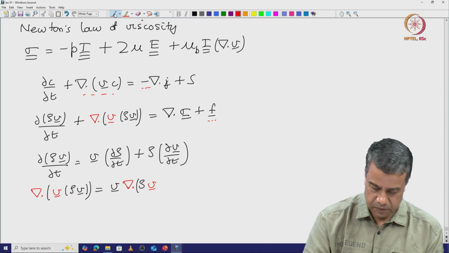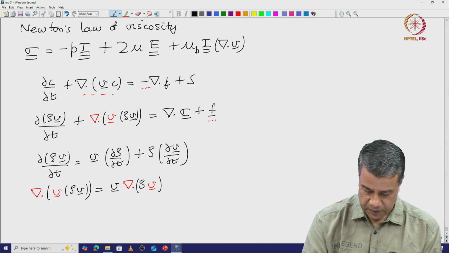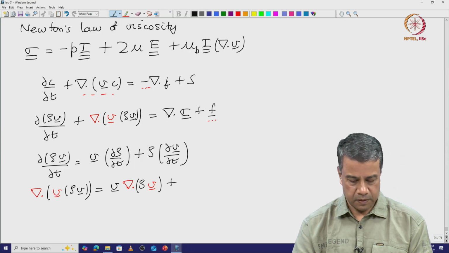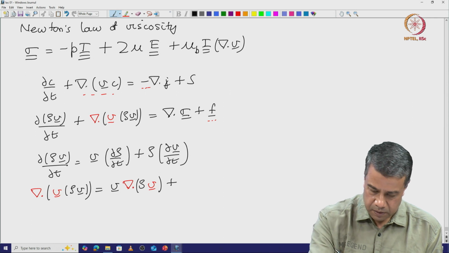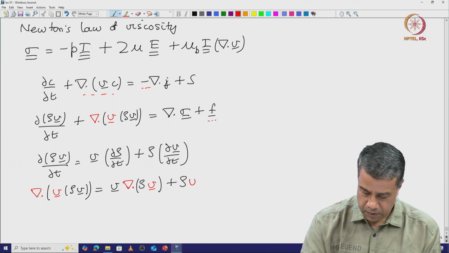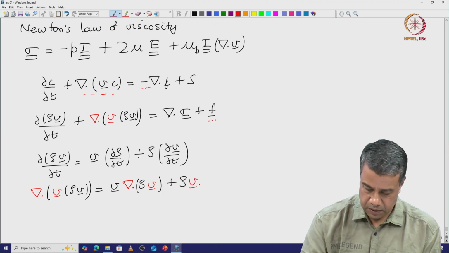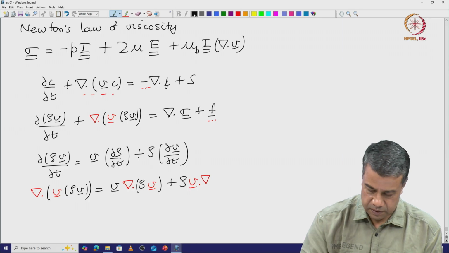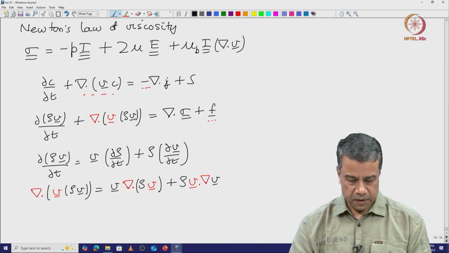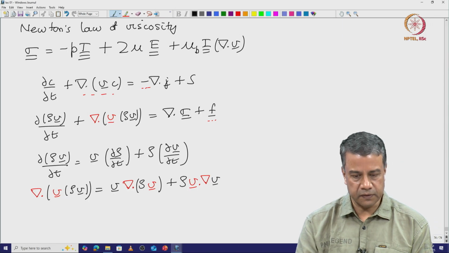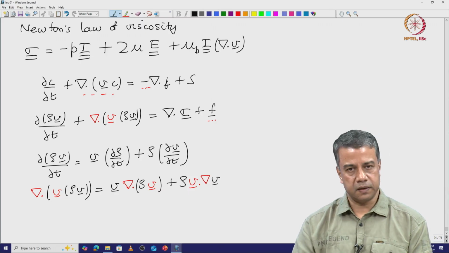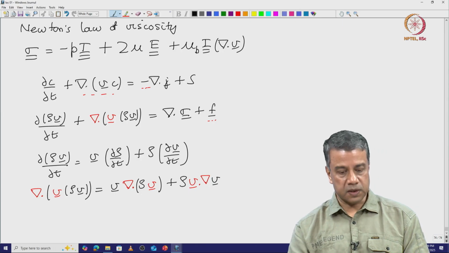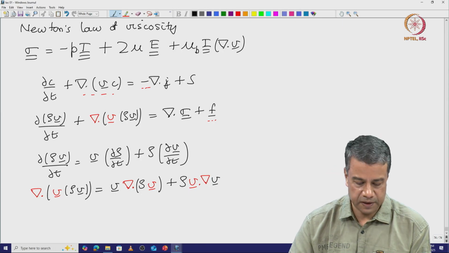Differentiating using the chain rule, I will write this as V, and the second term will be rho into V dot grad and then this V here. So, first I am taking the derivative with respect to rho V and taking V outside. For the second term I take rho V dot grad V. So, these are the two terms in this equation when I differentiate by chain rule.